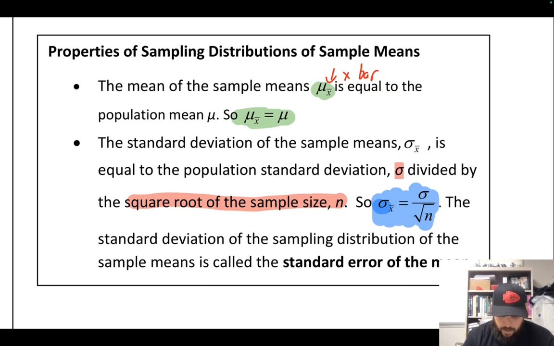And so the standard deviation of the sampling distribution of the sample mean is called the standard error of the mean. Okay, key phrase there.